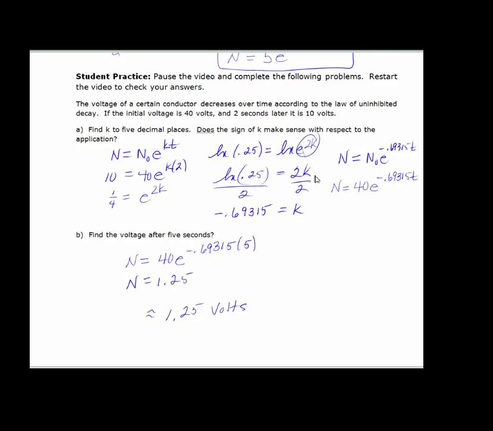And to answer the question, does the sign of k make sense? Yes, if you started with 40 volts and you ended up with 10 volts, this should be a decay model, and so your constant should be negative. And then also after 5 seconds, we have 1.25 volts, and so again, the amount of volts is decreasing.